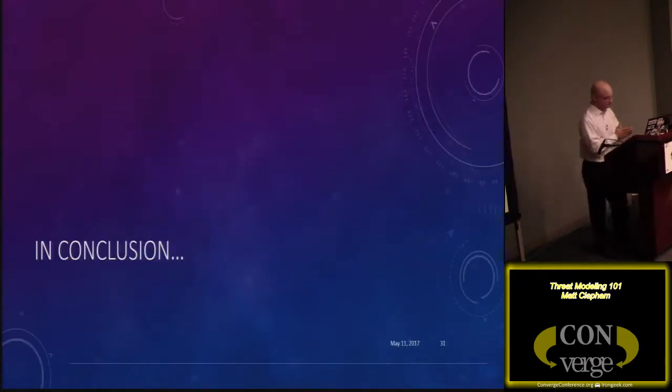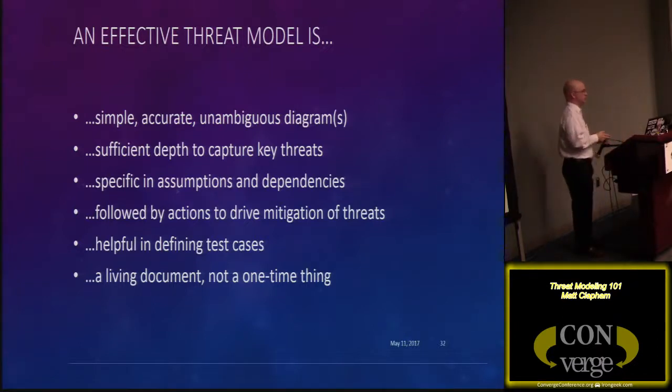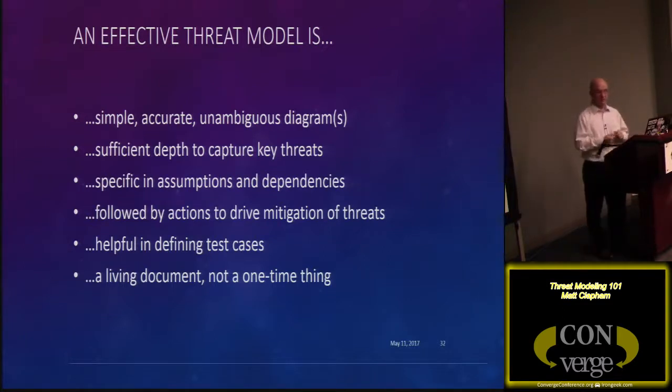So, in conclusion, remember, an effective threat model is simple, it's unambiguous, it's of sufficient depth to capture those key threats that are going to be important for your development team. It's going to be clear on the assumptions and the dependencies, on the folks involved. It's going to follow those actions and drive through those mitigations and then follow up later on as part of your development plan. It's going to be helpful in defining all of those test cases that you need that are going to mitigate all those threats.